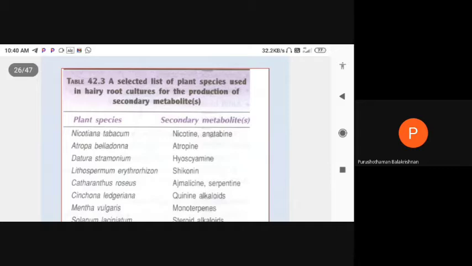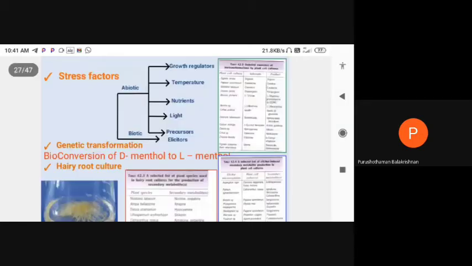A few things I have to discuss here. There is a selected list of plant species involved in hairy root culture. We know that hairy root culture is another technology for the production of secondary metabolites, that means natural products. Few of these natural products are already approved by the FDA, Food and Drug Administration, because there is no side effect, so it is recommended for people's administration.